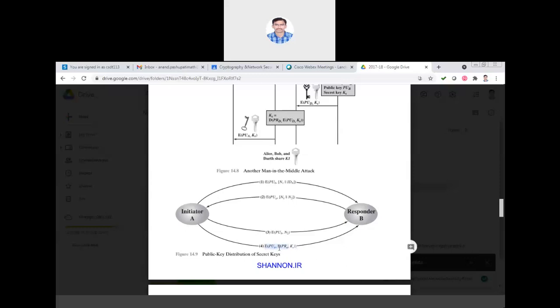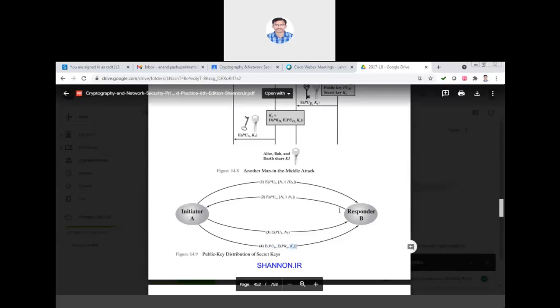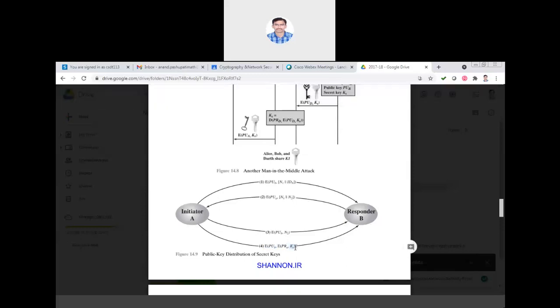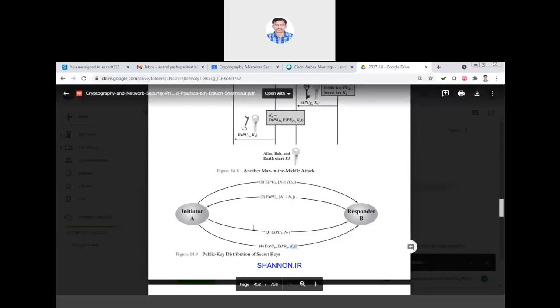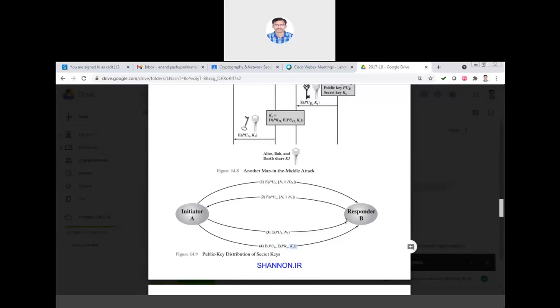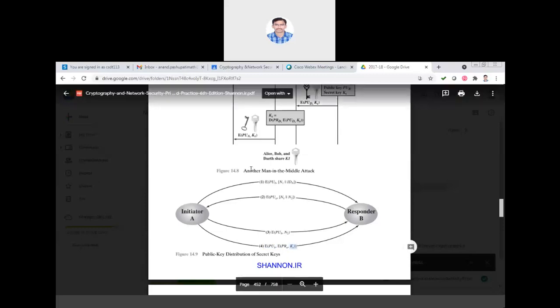So B decrypts the package using his private key, and then he gets the inner package, which can easily be decrypted using the public key, which everyone knows, and even B does. So B uses the public key of A, and B now gets KS. Using this process, KS, the secret key or session key, both were able to share secretly, which was not the case in the previous process. That's why the man in the middle attack was possible.